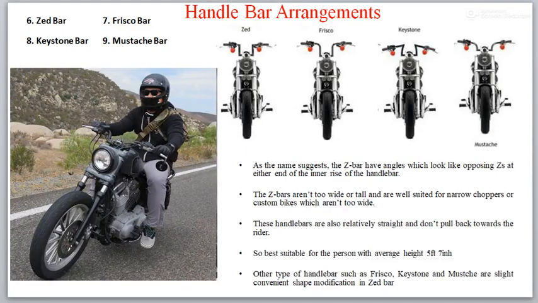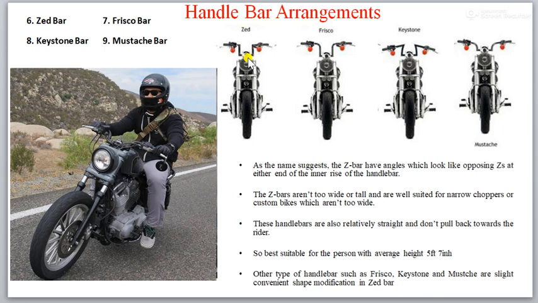Hello class. Now in this lecture we will see four different types of handlebar arrangement used in the two-wheeler, that is Z bar, Frisco bar, Keystone bar and the Mustang bar. If we observe properly, all the four arrangements only have a shape difference.